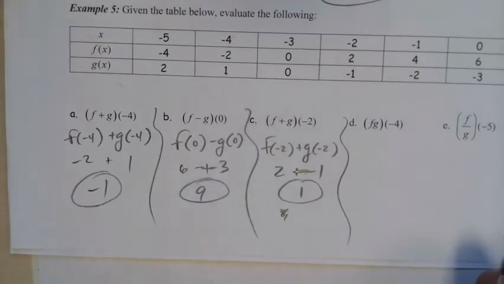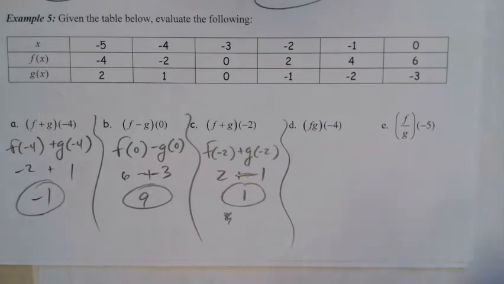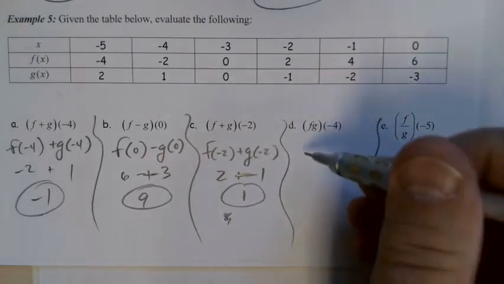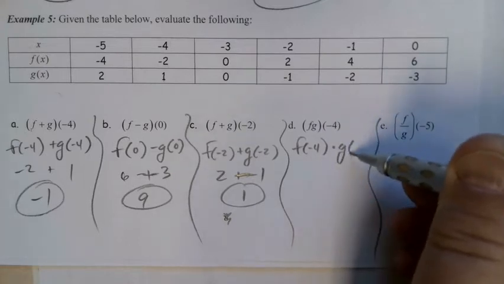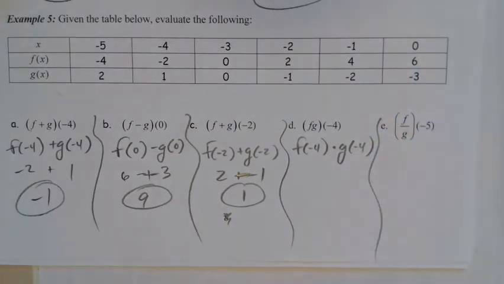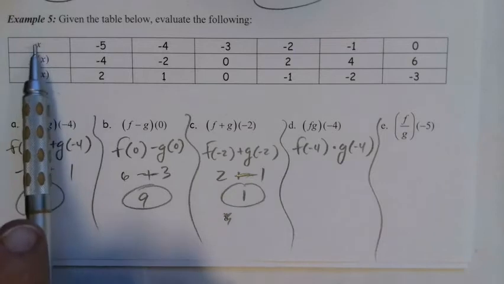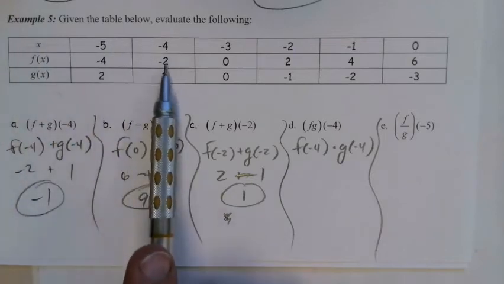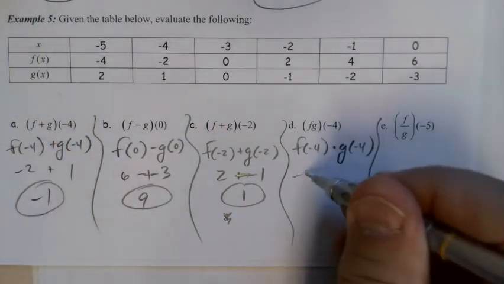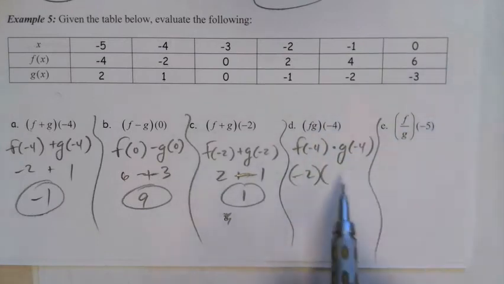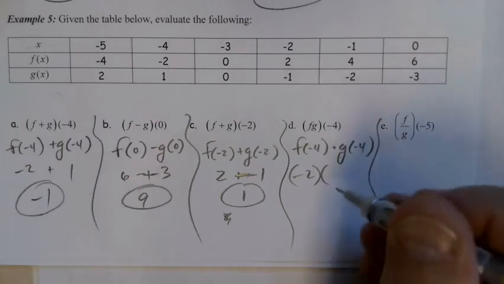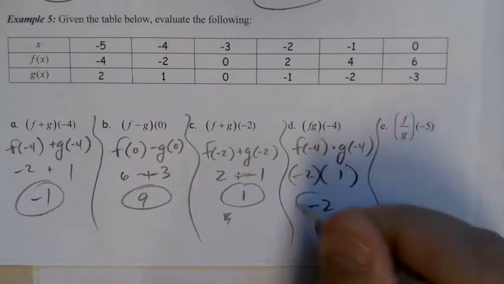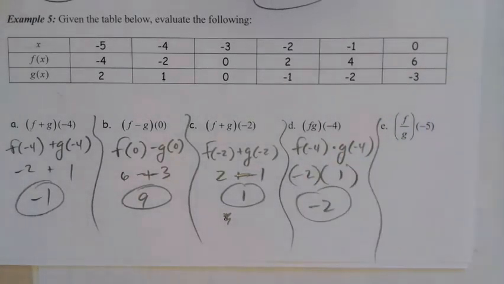Okay? F times g of negative 4. Well, that's just saying take f of negative 4 and multiply it times g of negative 4. What's f of negative 4? Well, find where x is negative 4. There it is. F is negative 2, times g of negative 4. So find x is negative 4, find g. G is 1. Negative 2 times 1 is negative 2. And that's it. That easy.